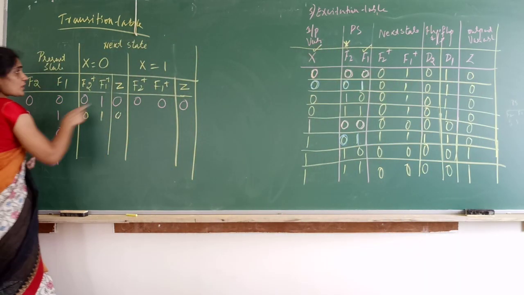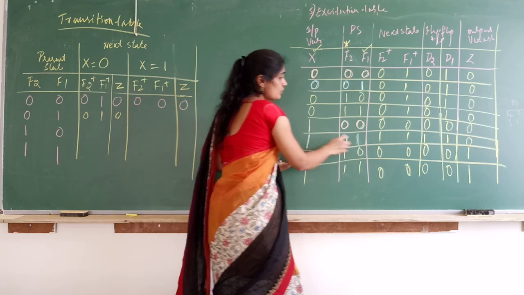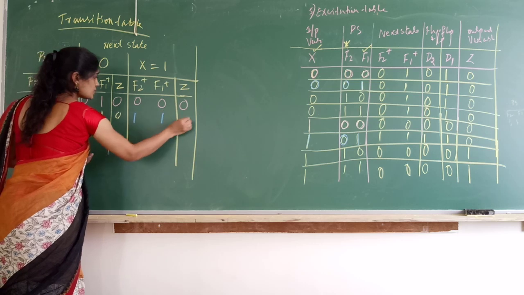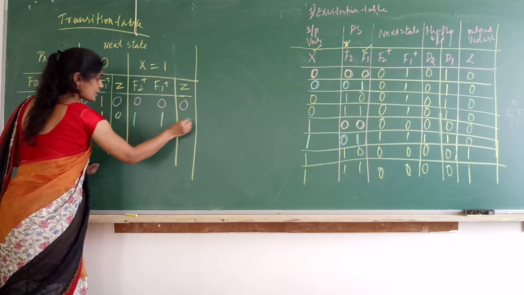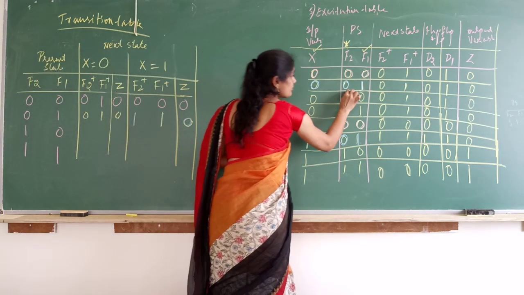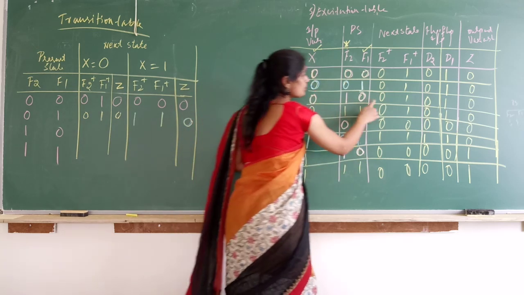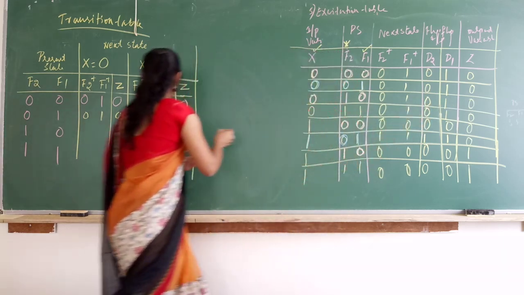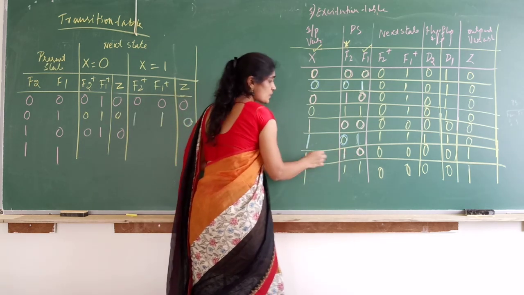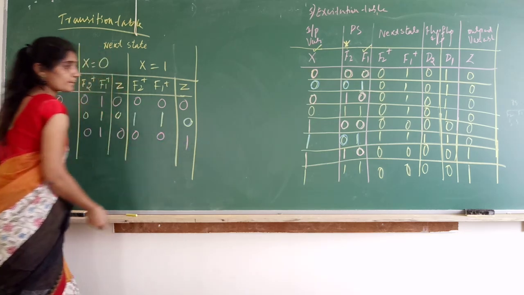If the present state is 0,1 and X is 1, what is the next state? 1,1. What is the output? 0. Next state is 1,1, output is 0. If the present state is 1,0 and the input is 0, next state is 0,1, output is 0. If the present state is 1,0 and the input is 1, next state is 0,0, output is 1.